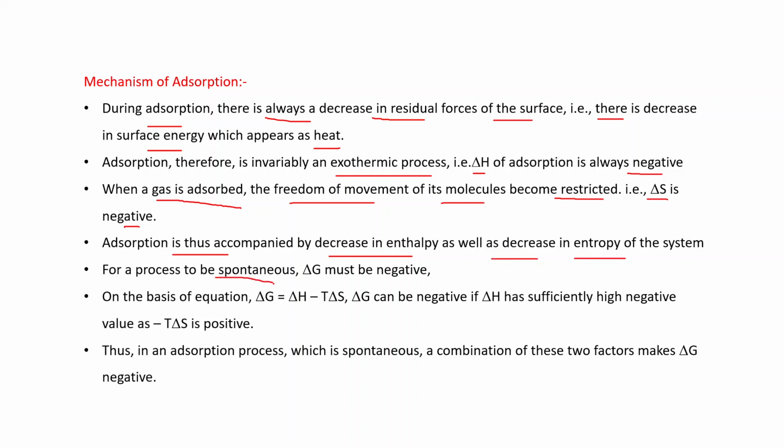But for a process to be spontaneous, what is the condition? Delta G, Gibbs energy, must be negative. On the basis of this, delta G is equal to delta H minus T delta S. Delta G can be negative if delta H has a sufficiently high negative value. Now see, minus T delta S is positive in case of adsorption, because delta S is negative, and minus times negative becomes positive. Clear? That's why if delta H is sufficiently high negative, then we can say delta G will be negative. Thus, in the adsorption process, which is spontaneous, a combination of these two factors makes delta G negative.